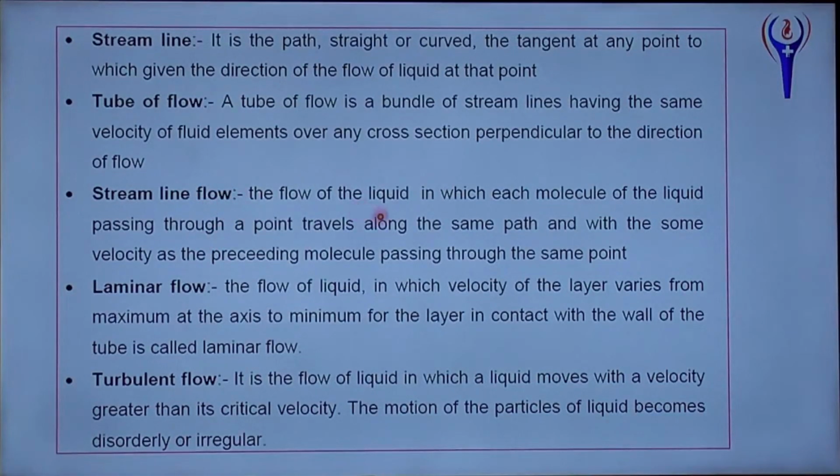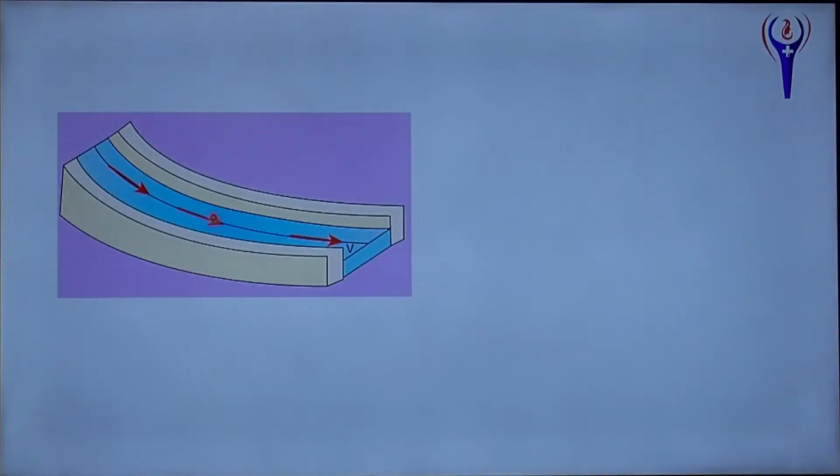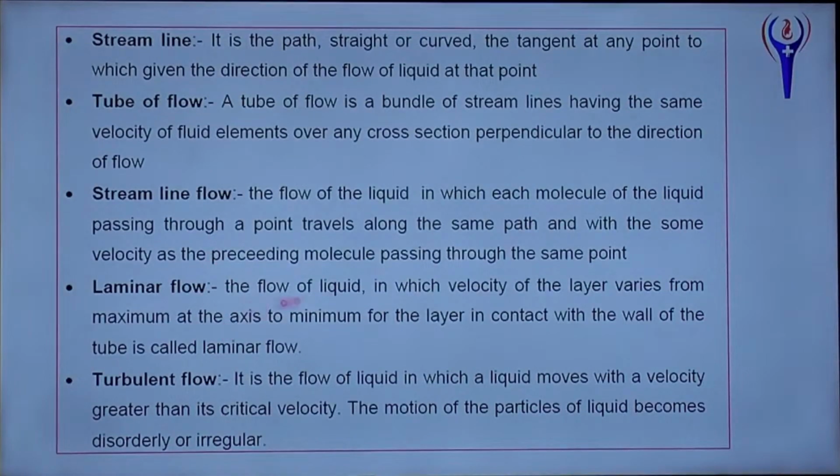Streamline flow is the flow of liquid in which each molecule of the liquid passing through a point travels along the same path and with the same velocity as the preceding molecule passing through the same point. Here both the preceding point and succeeding point will have the same velocity. That is a streamline.